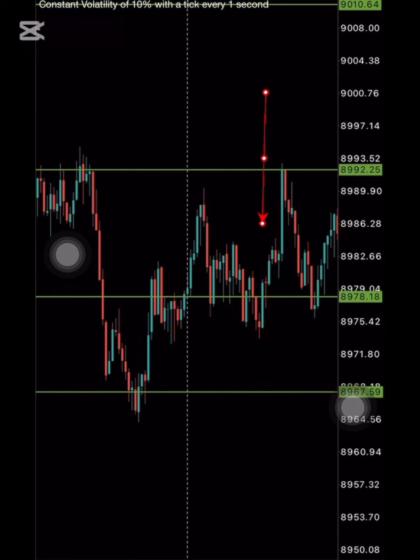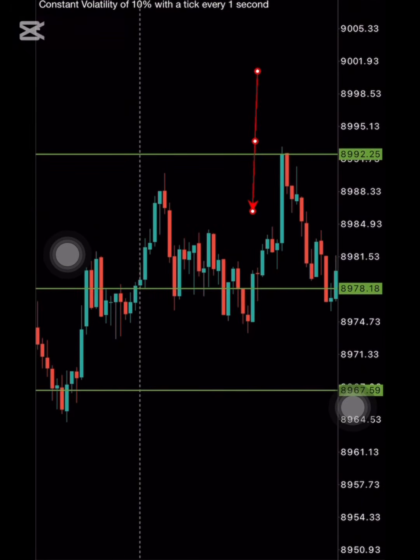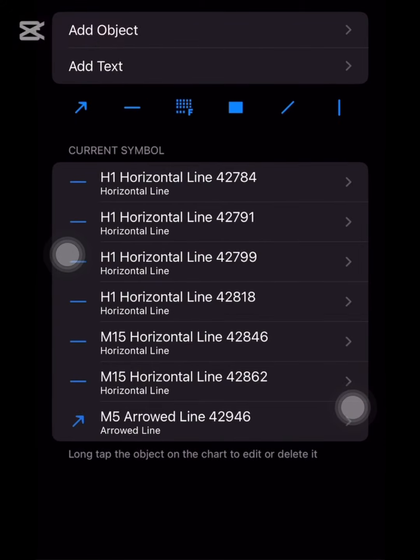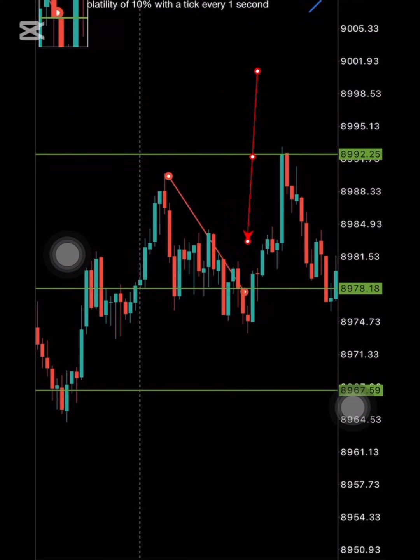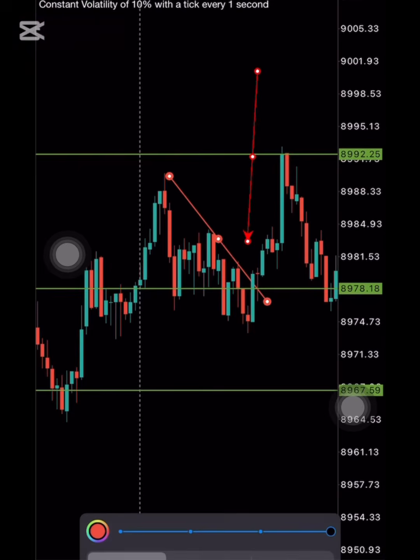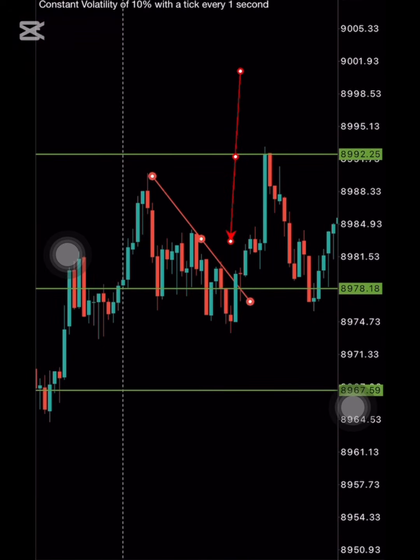Now when price comes back, you will not just jump in like that. What I do is that you pick your trend line. Just draw your trend line. If you don't know how to draw the trend line, check this channel. I also have a video on how to draw trend lines. So after you draw a trend line, wait for price to break it.